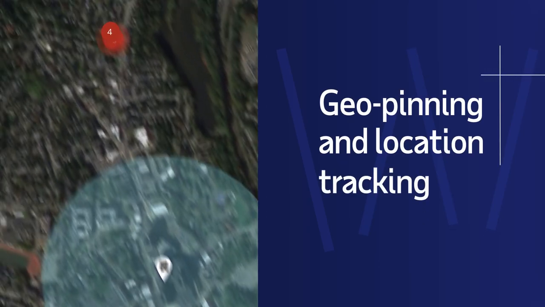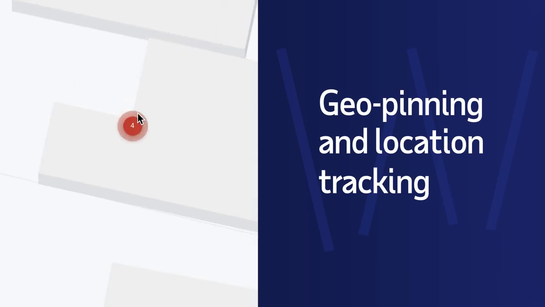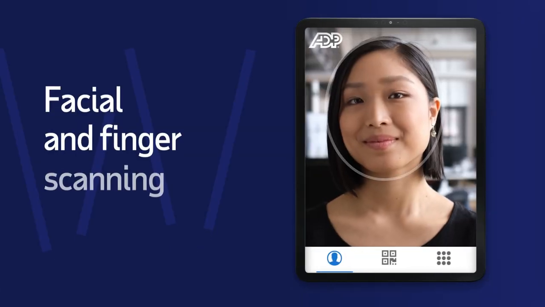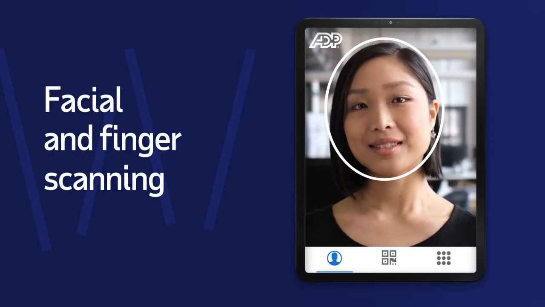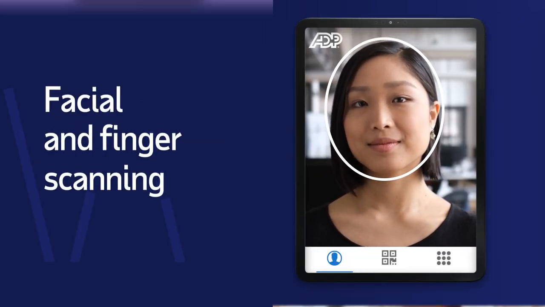Geo-pinning tracks where mobile app users are clocking, helping you monitor for violations. While facial and finger scanning prevent employees from clocking in or out for someone other than themselves.